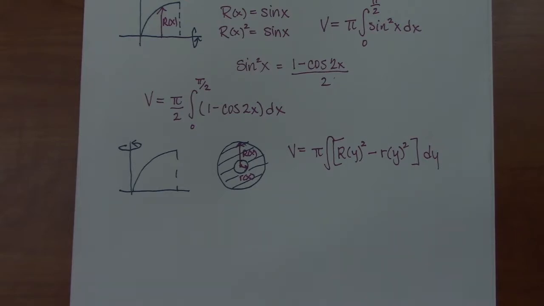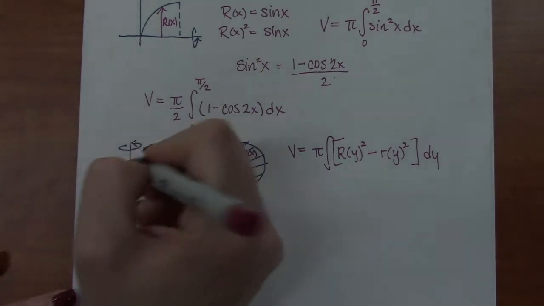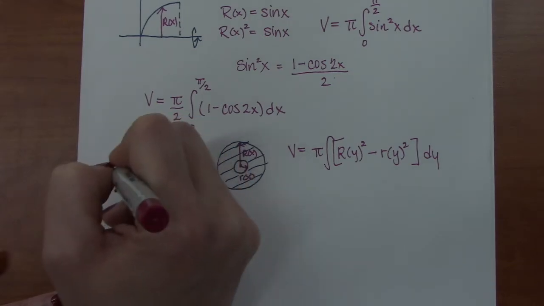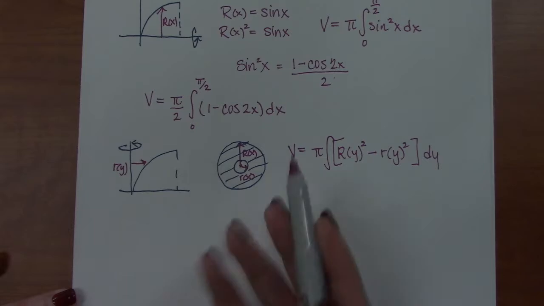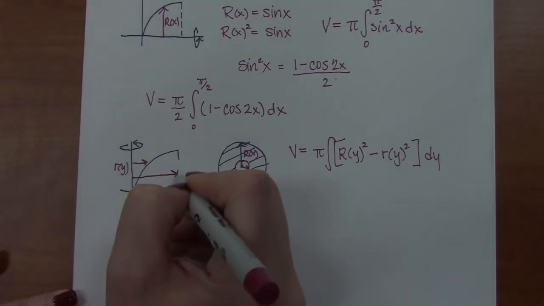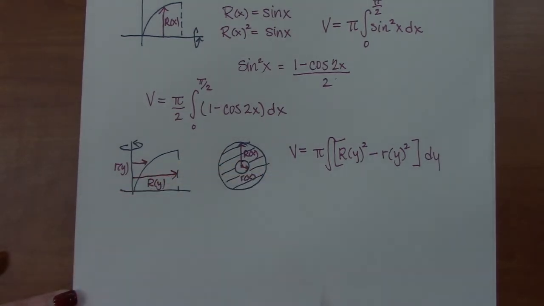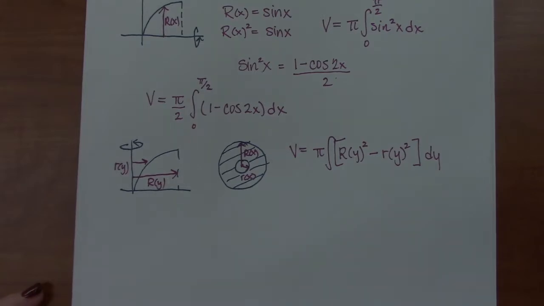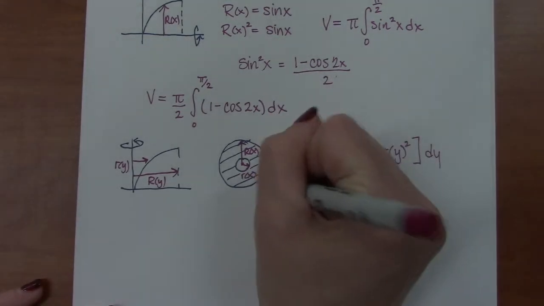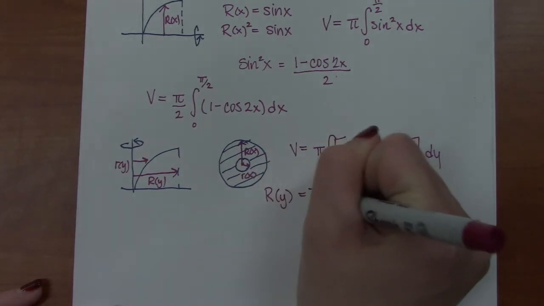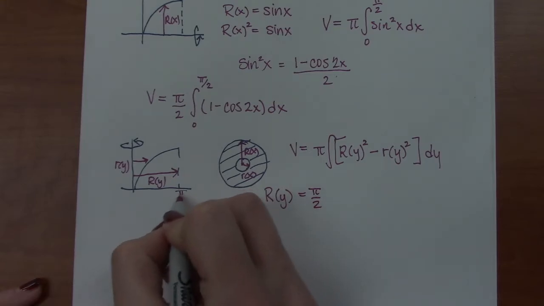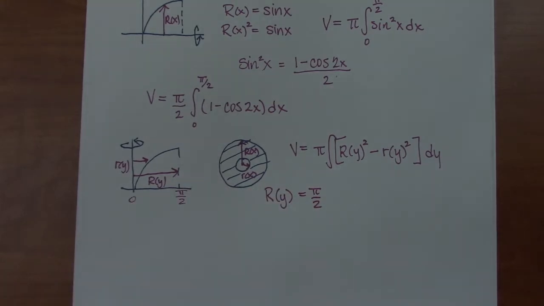So if you look at this picture here, little r of y is the radius of the hole. It just goes to the function. But big R of y goes all the way out to the outer edge. So for this particular equation, big R of y is just pi over 2, because that is the distance. You're just always going across pi over 2.